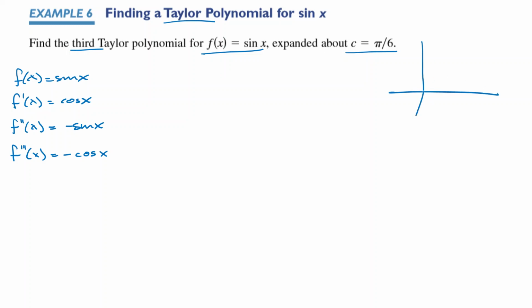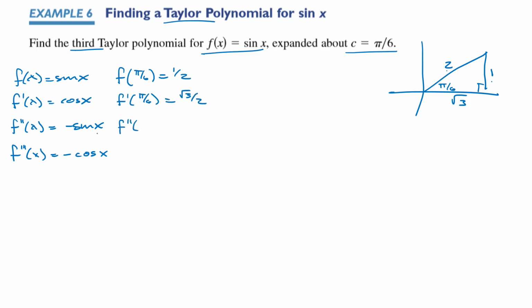Well, we might as well just draw the triangle for pi over 6. Pi over 6 is 30 degrees. This is the short side, long side, square root of 3. So f of pi over 6 is the sine, which is 1/2. F prime at pi over 6 is the cosine, which is root 3 over 2. F double prime is back to sine, but now it's negative, so we get negative 1/2. And f triple prime, we're back to cosine, but we're also negative, so we have negative root 3 over 2. So there's my coefficients. So now let's go ahead and make our polynomial.